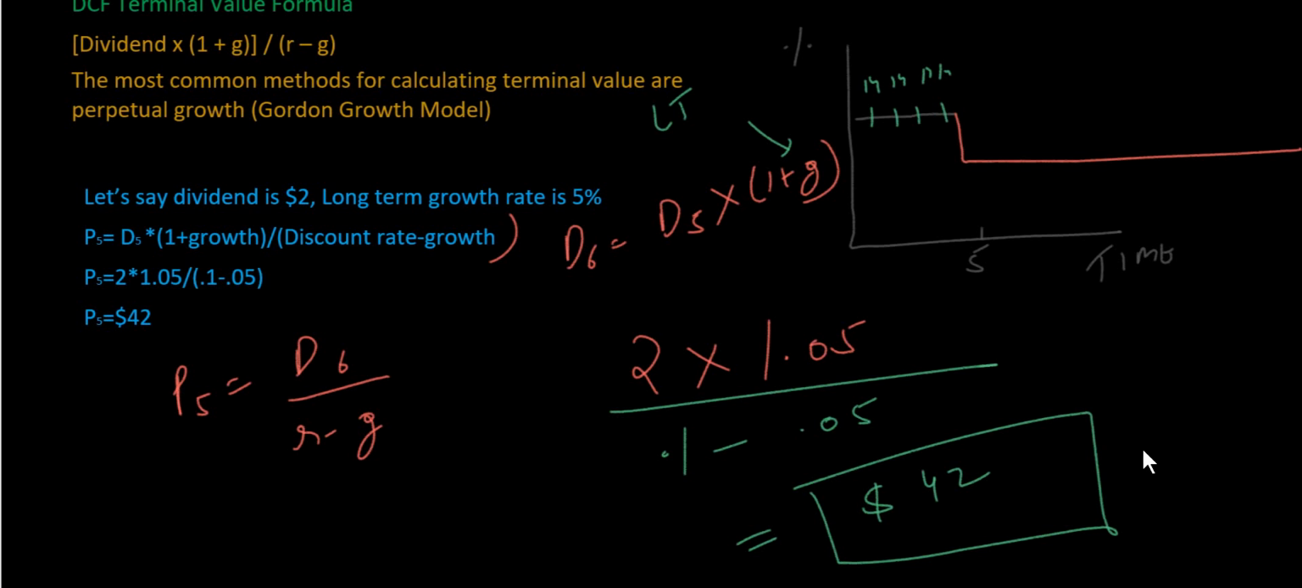So if in the examination you are given the terminal value, use it wisely. But if you're not given the terminal value, you have to compute the terminal value using the Gordon growth model.